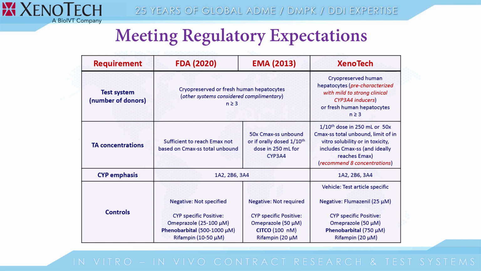Now, some might think that the reason we do this is because we're located in America and a majority of our clients are American-based and submitting to the FDA. However, that's not the case. We've chosen to use phenobarbital over CITCO because phenobarbital gives a much more reliable response rate. So it's easier to compare back to historical data.